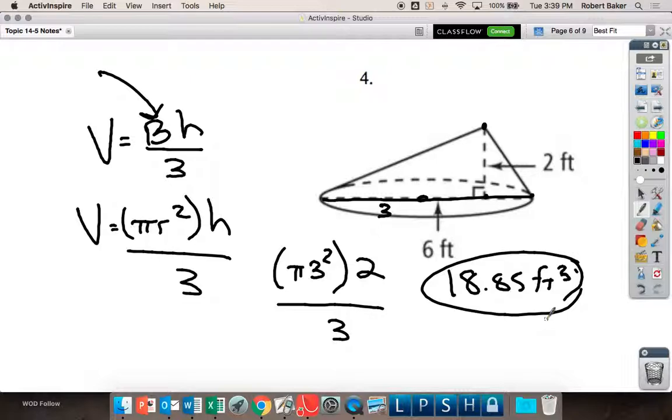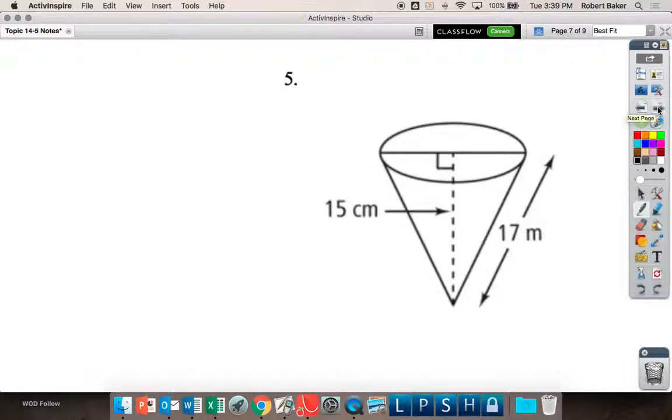Right, and that's going to be a huge deal on Friday or Thursday because we're not here on Friday. The difference between cubic and squared units. This is the only other dirty one that's here, and it has a square.